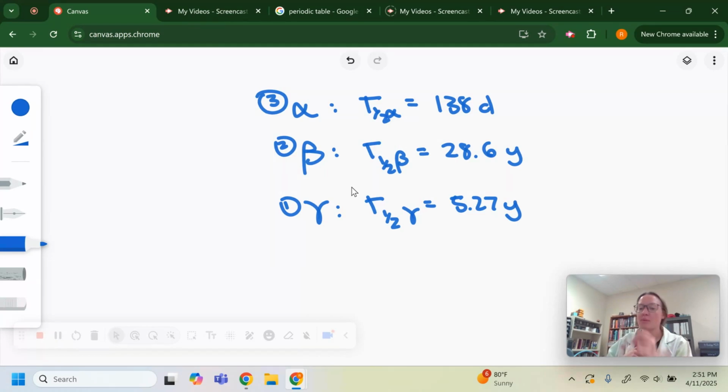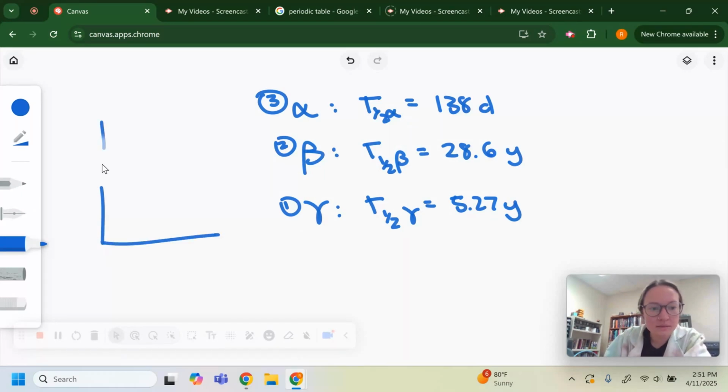It's going to take it 28.6 years to get rid of half of that stuff. So it's decaying much slower, and it's not going to light up the Geiger counter as much because it's taking longer to decay. If you looked at their graphs, gamma would be much steeper than my beta. My beta would be a little more shallow. What that means is my gamma is giving off way more radiation than my beta. So you can use the half-life to figure out: is that going to be emitting a lot of radiation or a little bit of radiation?